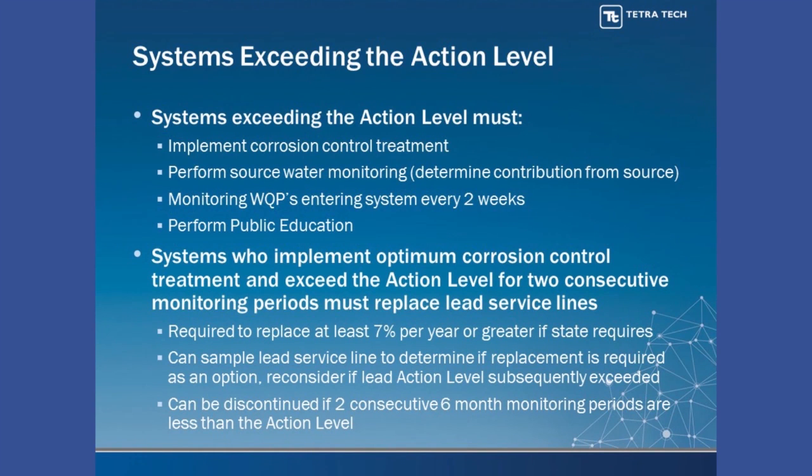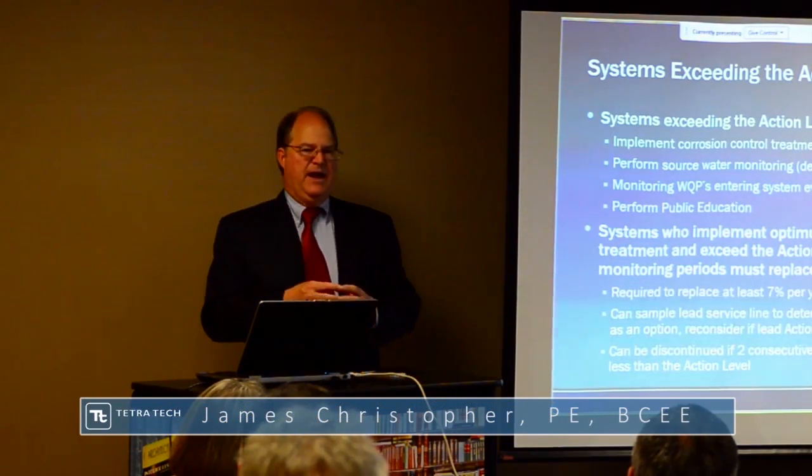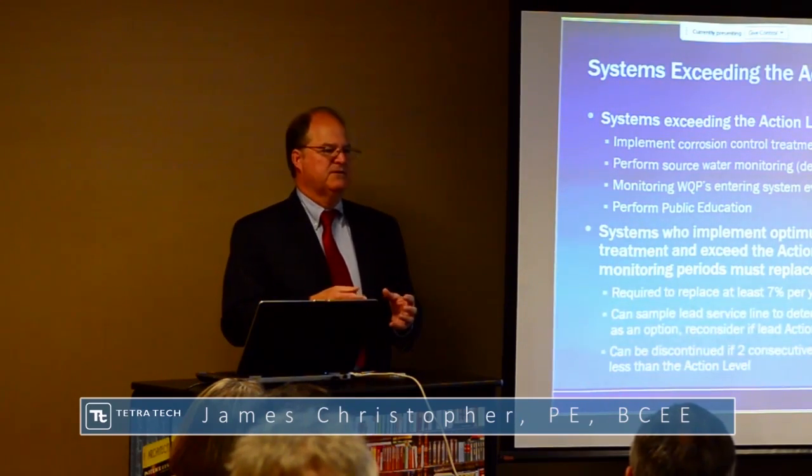Okay, that's the good news for systems. The bad news is if you exceed the action level just once, then you must implement corrosion control treatment. Once again, unfortunately, because the rule makers were trying to be cognizant of the potential financial implications of doing corrosion control treatment, if you determine you need to change your treatment process, you have 2 years to do that. So once again, once you recognize something and you determine what you need to do, you don't have to act immediately.